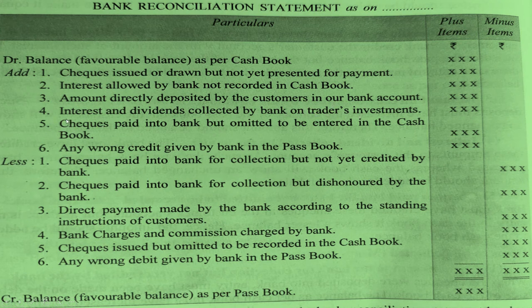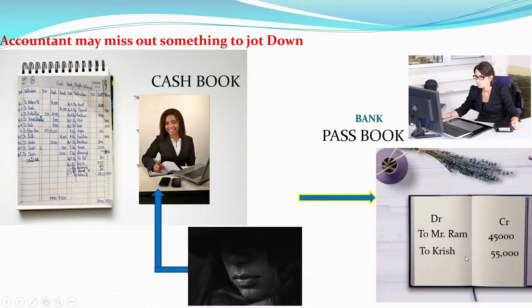The next one is interest and dividend collected by bank on traders' investment. Now suppose if some securities are there of the entrepreneur and the money has directly been collected by the bank, then banker will definitely increase the passbook balance. But as the information hasn't reached to the accountant of cash book, then the accountant will not increase the cash book balance.